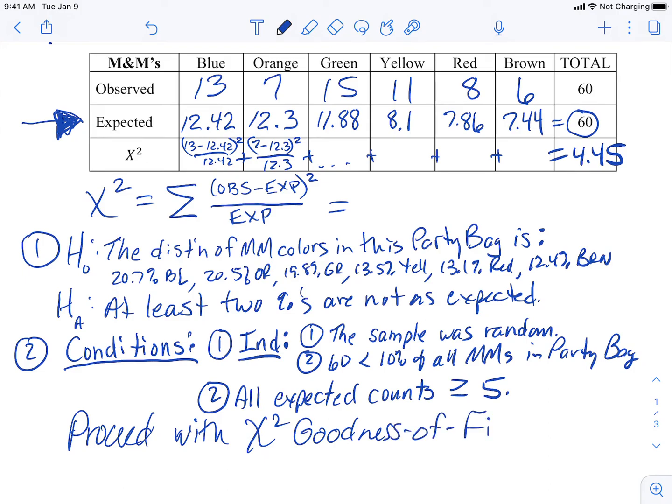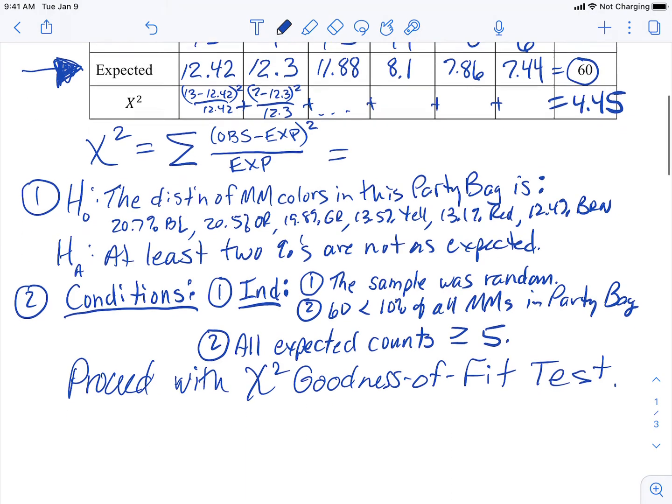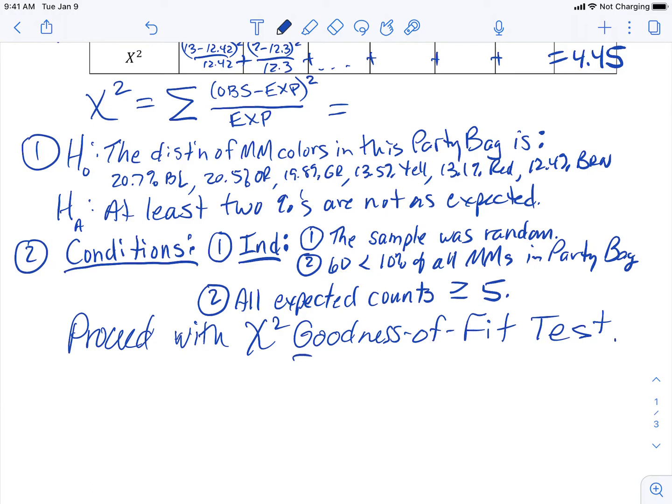Goodness of fit test. Now in the future, you are free to say GoF. GoF is a commonly understood and allowable abbreviation. So in the next ones, you can just say proceed with chi-square GoF test. That's what it's called on your calculator. Speaking of your calculator, now is the time to grab your calculator.